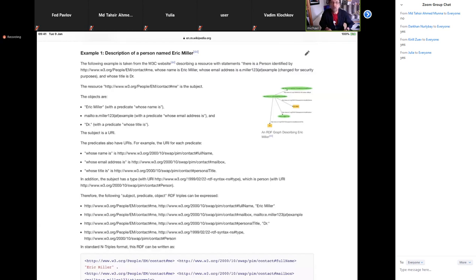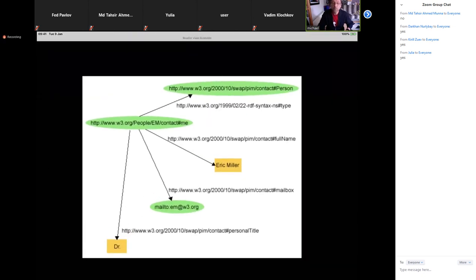All right, and then whose name is. Then we start with this URI, then the property will be whose name is, and then the object will be Eric Miller. And then again, URI whose email address is. That's another property. And the value of the property, that is the object, is the email address. And so on. If I click here, hopefully I get a picture. And this is the RDF graph. We have the node where all arrows start, the subject, and then there are 1, 2, 3, 4 triples. The first one, leading to doctor, is the personal title, and so on.